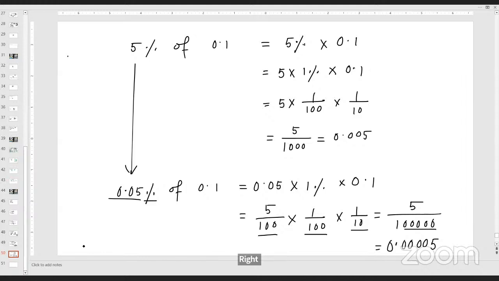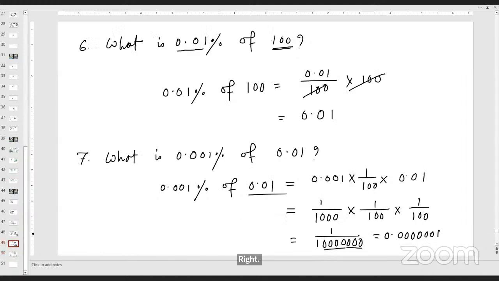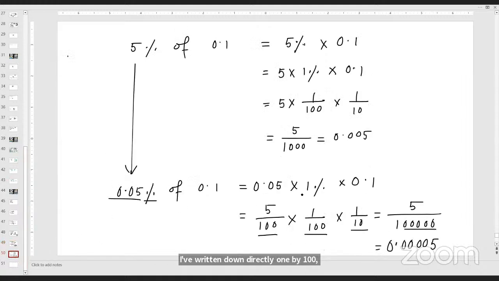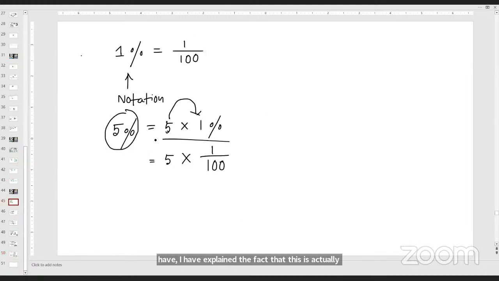Yes, sir. Now it is the same game, right? I've just separated this one, and the percentage itself I've written down directly as 1 by 100, right? So here I have explained the fact that according to this concept, 5% means 5 times of 1%, right?